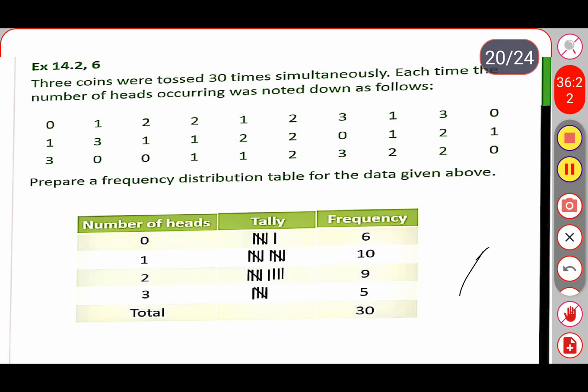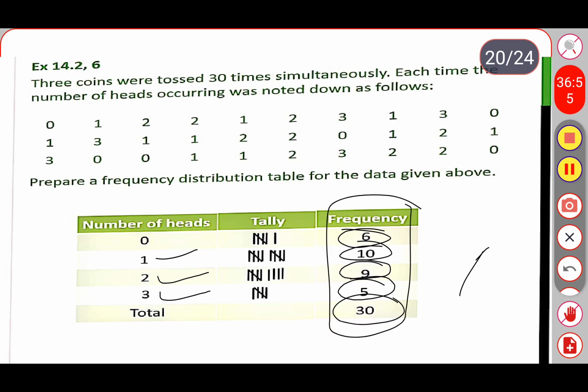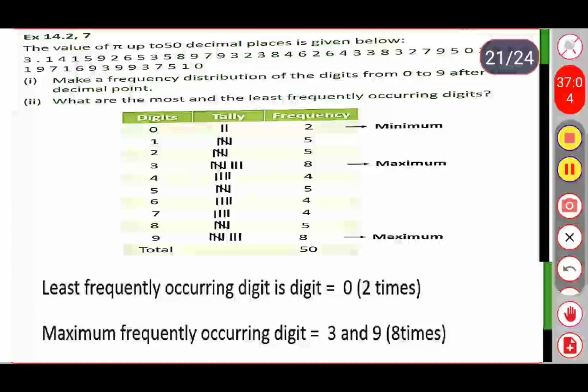So 6 times we are getting 0 heads. It means it's purely tails only. Next, 10 times we are getting 1 head. 9 times we are getting 2 heads, and 5 times we get 3 heads. So by adding all these frequencies, it should be equal to 30. So this is the frequency distribution table for the given question. Let's see the 7th question.